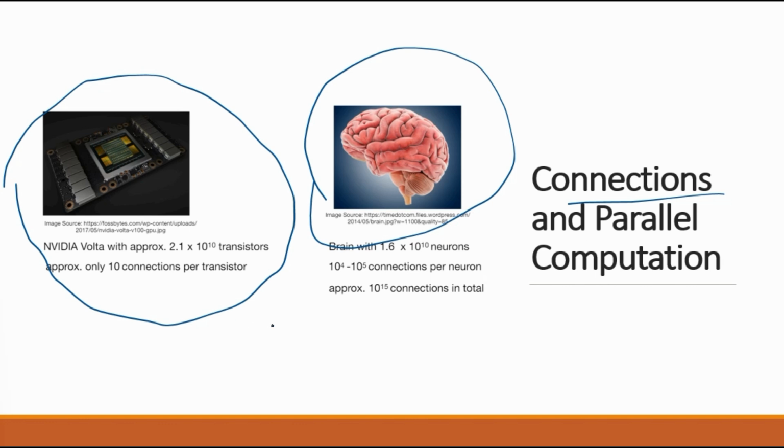But let's consider here a GPU for reference. The GPU has a lot of transistors. It has 21 billion transistors. You can see this particular one is from 2017, whereas the brain has 16 billion neurons. So a GPU actually has more transistors than a brain has neurons. So one idea why the brain is so much more powerful than a GPU is that there are just so many connections per neuron compared to the transistor. A transistor only has approximately 10 connections on average, whereas the human brain has about 10 to 100,000 connections per neuron. So in total you have about 10,000 billion connections in the human brain.